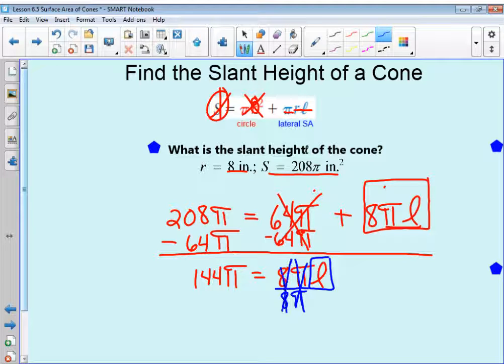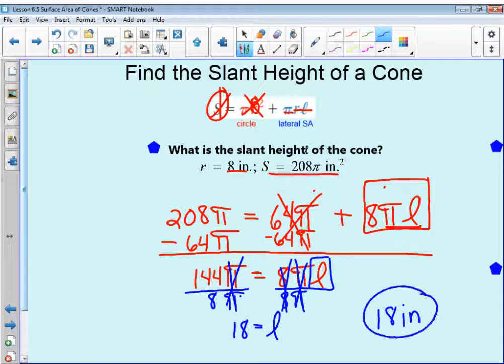So I'm going to cross them out, divide by pi and 8. I'm going to divide pi by pi. That cancels out. So 144 divided by 8 gives me 18 equals my L. So now I know that the L, or the slant height, is 18 units or inches. And it's not squared because it's just asking for the dimension.